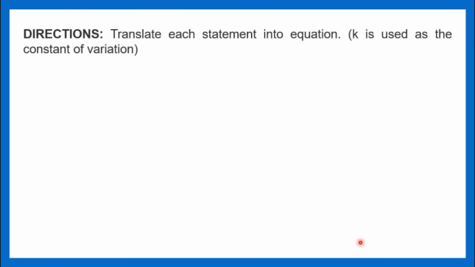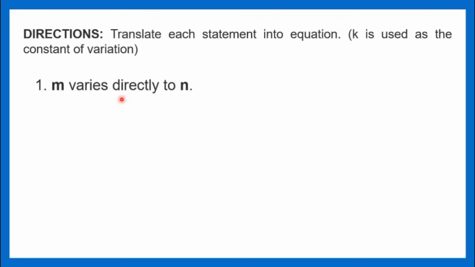Ayan. So, let's try to translate. Translate each statement into an equation, wherein we're going to use k as the constant of variation. So, let's have example number 1. M varies directly to n. Paano yan?